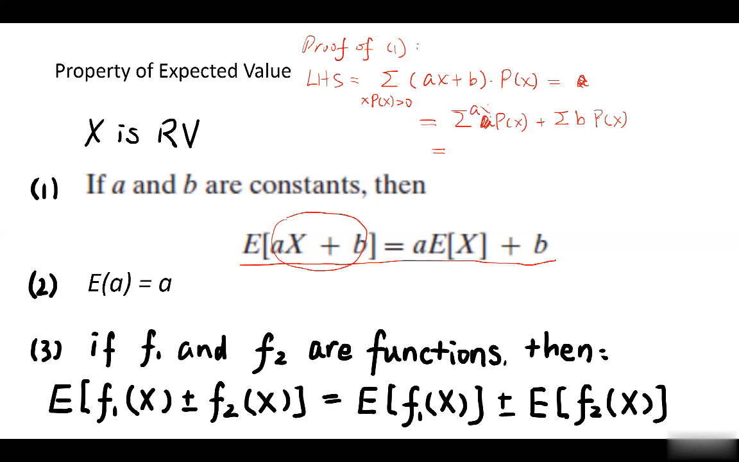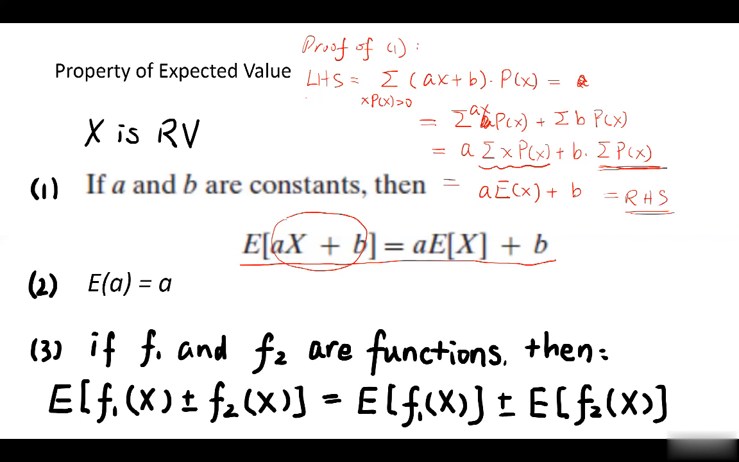Sorry, this should be aX. Because a and b are all constants, we can put a in front of this sum sign, which leaves us the sum of x times p(x) plus b times the sum of all p(x). According to the definition, what is the sum of x times p(x)? This is actually E(X), right? This is E(X) times a. Plus, what is the sum of all p(x)? For all p(x), the sum is 1, right? So this equals aE(X) plus b, which is the right-hand side.